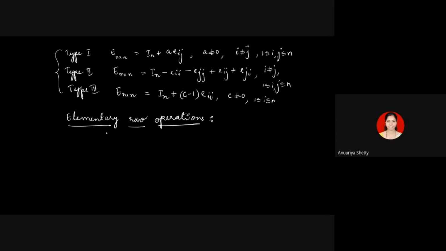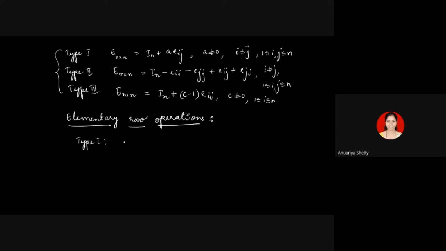The elementary row operation of type 1: you take any matrix of any order, and you are performing some operations in terms of rows. So type 1 is, you multiply any one of the rows of the given matrix by some non-zero scalar and add it to another row. You might have come across these row operations when you learned numerical analysis in your undergraduate studies, when you had to solve systems of equations.